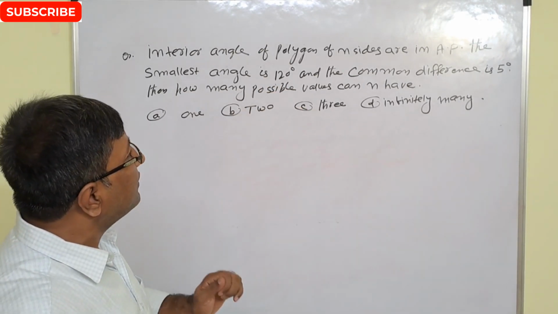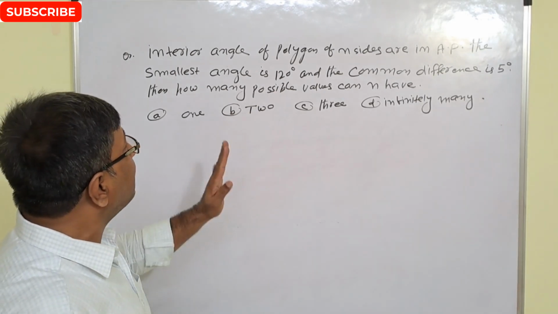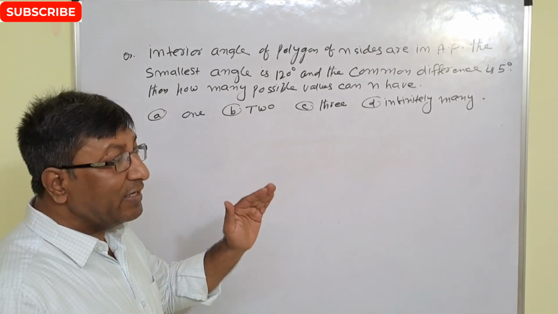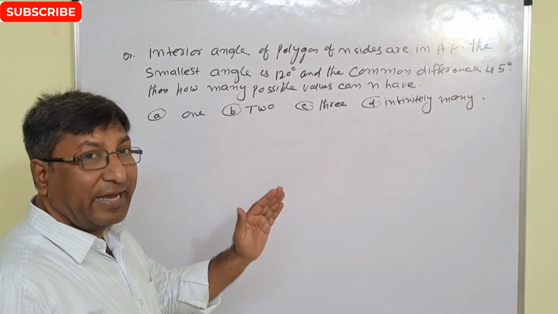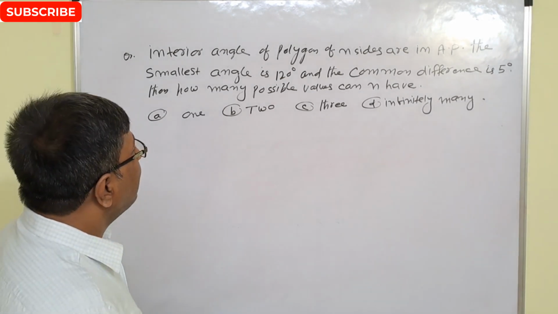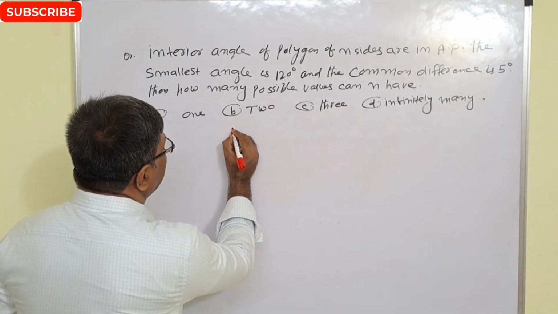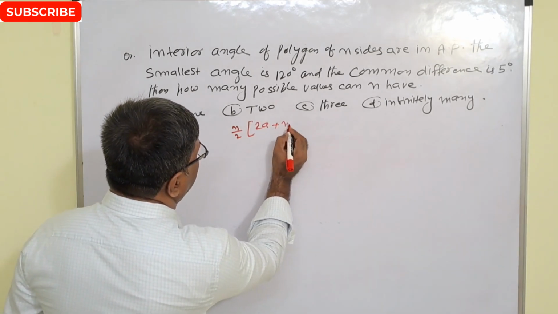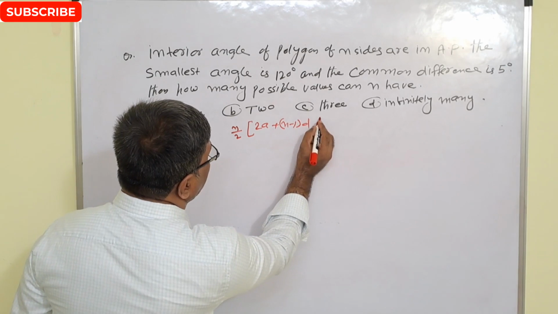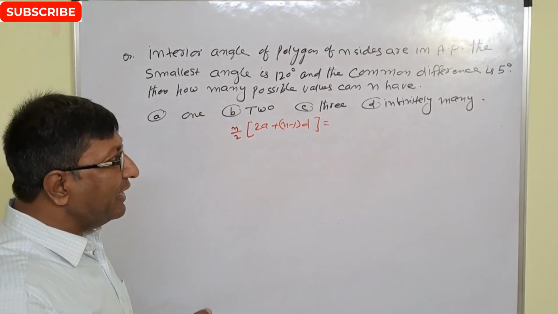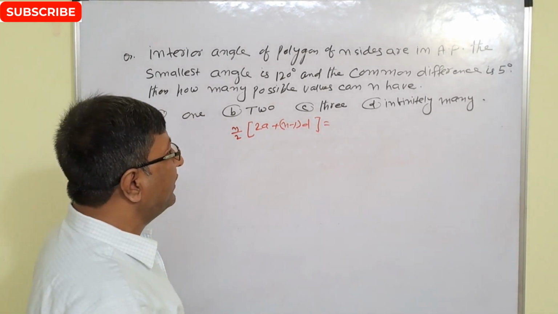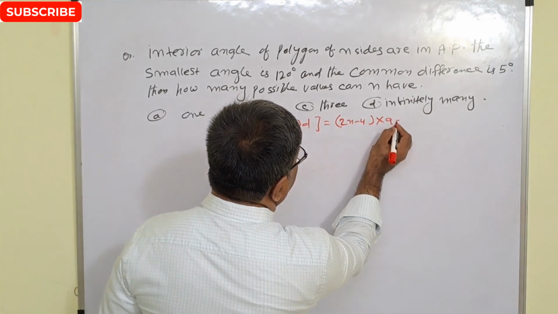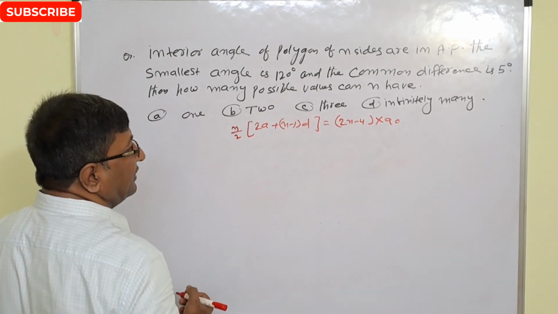For this type of question, what is the simple technique? We know the sum of n terms of an AP is n by 2 into (2a plus (n minus 1) into d), where a is the first term and d is the common difference. And the sum of all interior angles of any polygon is (2n minus 4) into 90. With the help of this, we can easily find n.